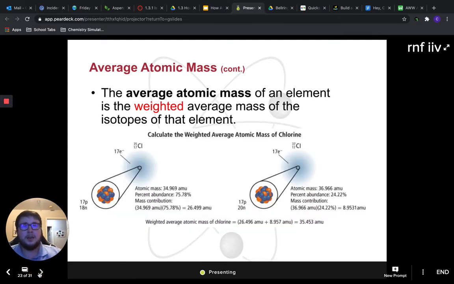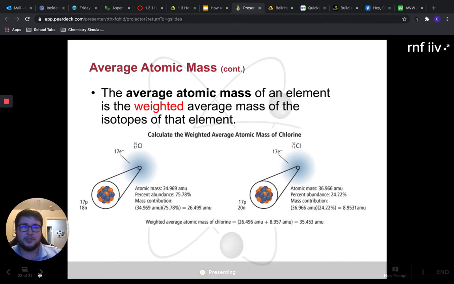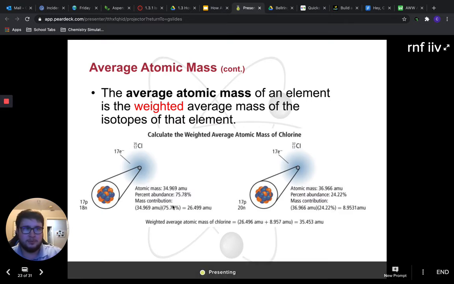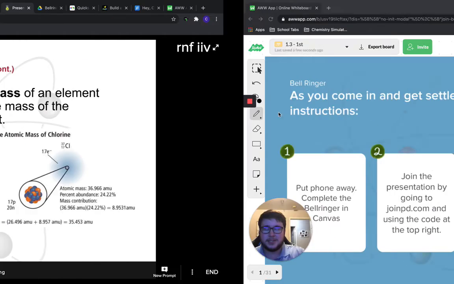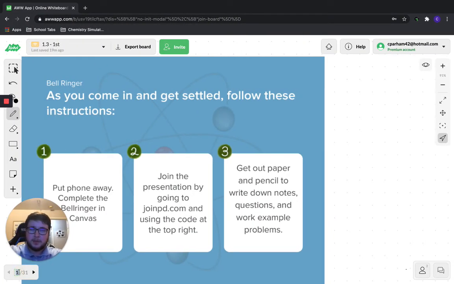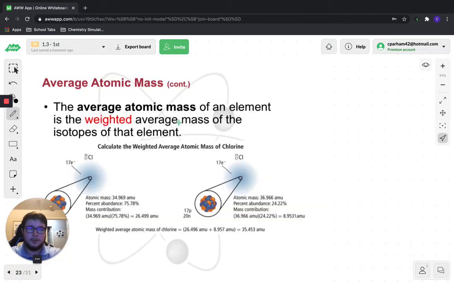Okay, we're going to talk about how to calculate average atomic mass. The average atomic mass of an element is the weighted average mass of the isotopes of that element. I'm going to go to the whiteboard here because I want to show you exactly what they did. This is slide number 23.